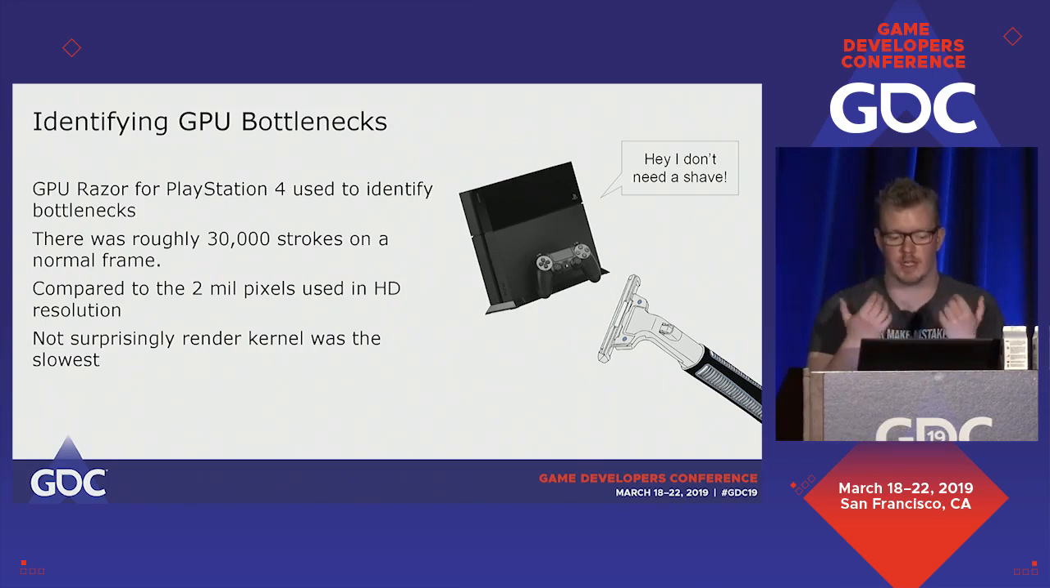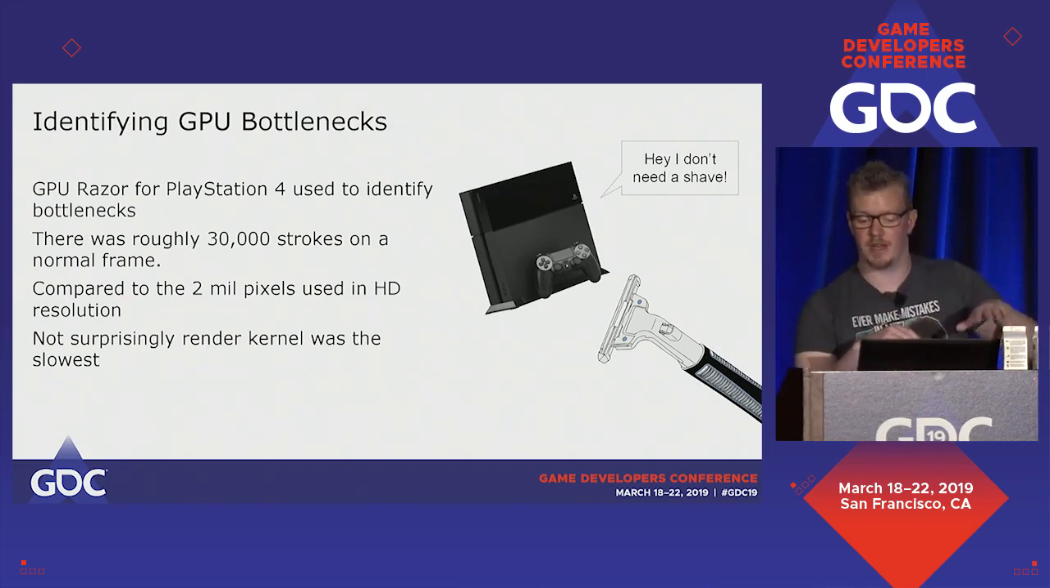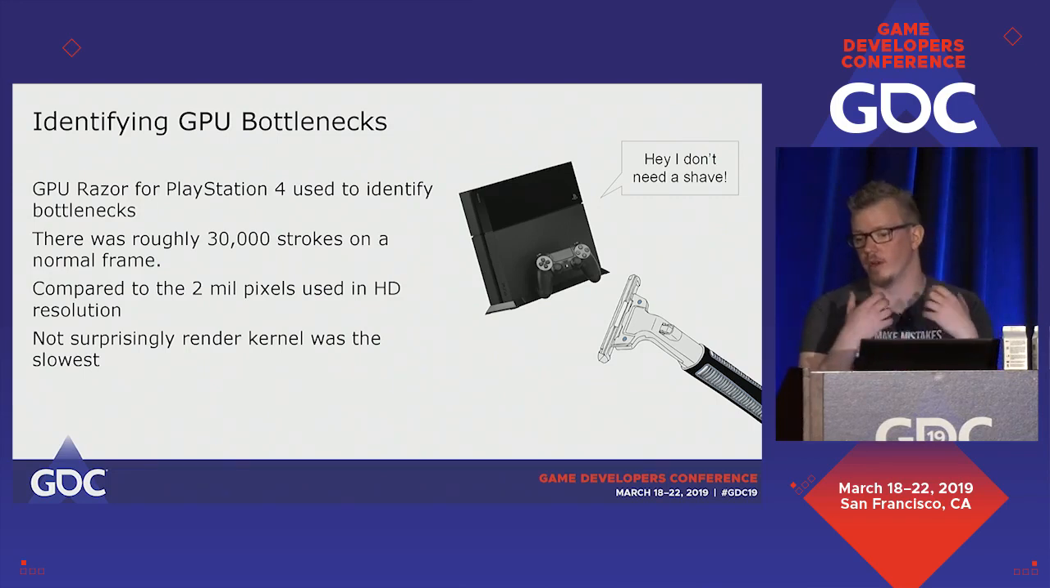And not surprisingly, we found out that the main thing that had to be optimized was the render kernel, because in a standard HD resolution, you have around 2 million pixels. And for a given frame, we would have around 30,000 strokes. So the kernels creating and updating the strokes were really cheap. That wasn't the worry, and it also meant that I didn't have to worry about putting new features into that part of the pipeline that much. But anything that affected the rendering had to be considered quite carefully.